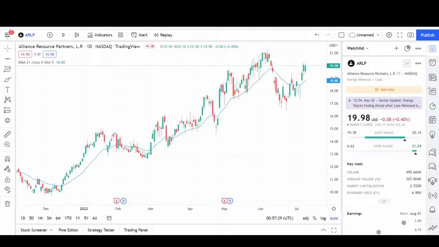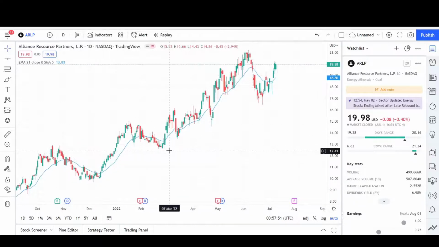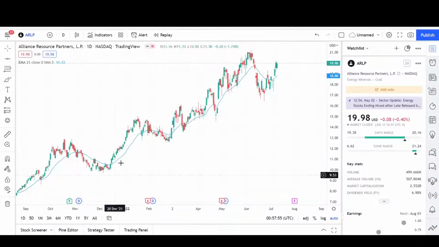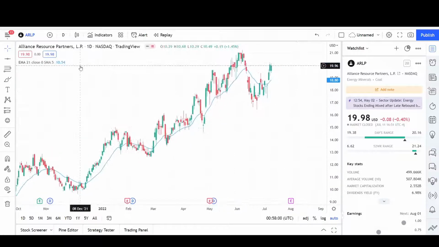I will first cover what I see in the daily chart and finish the video off with the weekly chart. Here we have the daily chart for ARLP, and it looks very good. This is a nice uptrend for quite a long time. Prices continue to make higher highs, higher lows, and the EMA is pointing up. So this is what you call an uptrend.